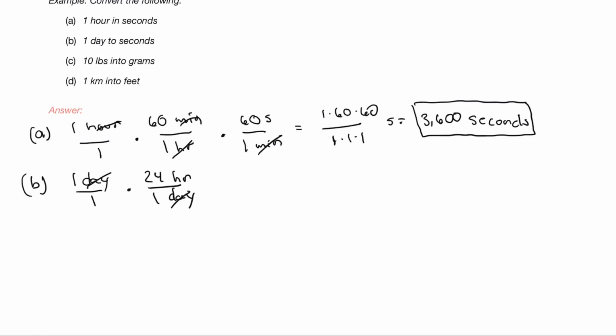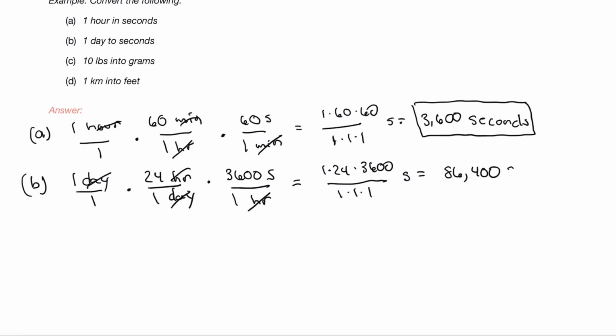Next, we can use the result of our previous answer. 3,600 seconds is the same as 1 hour. And again, we write the seconds on top with the hours on the bottom so that the hours cancel. Now all we need to do is gather together our numbers, simplify, and arrive at 86,400 seconds in 1 day.